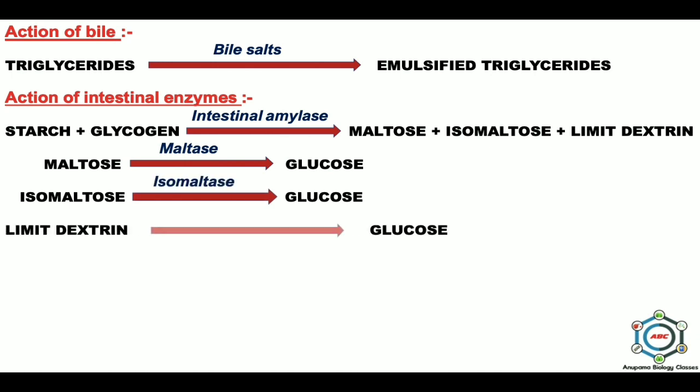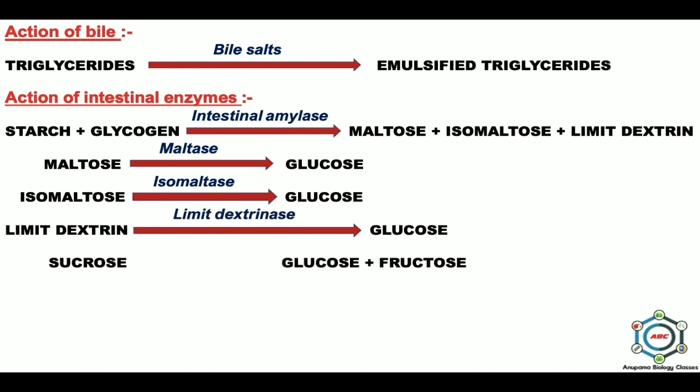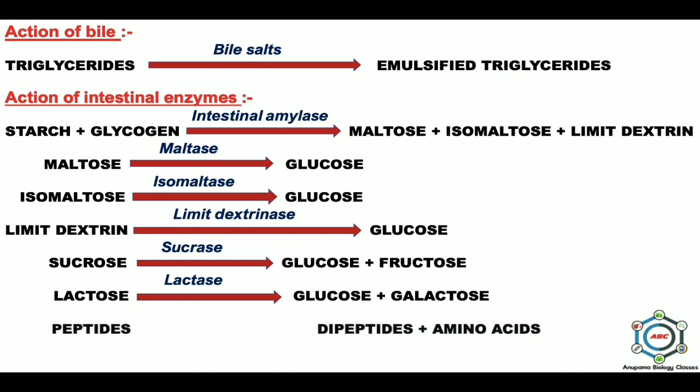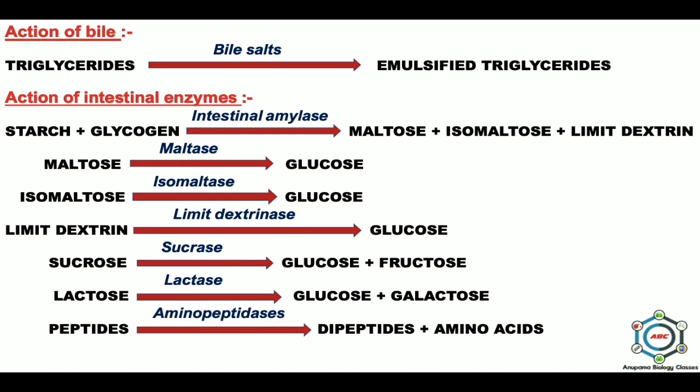isomaltose is converted into glucose by isomaltase, limit dextrin converted into glucose by limit dextrinase, sucrose converted into glucose and fructose by sucrase. Sucrose is a disaccharide which is converted into glucose and fructose, both are monosaccharides. So this is the smallest form of the carbohydrate. Lactose is converted into the glucose and galactose by lactase. Peptides are converted into the dipeptides and amino acids by aminopeptidase. Dipeptides are converted into amino acids by dipeptidases.